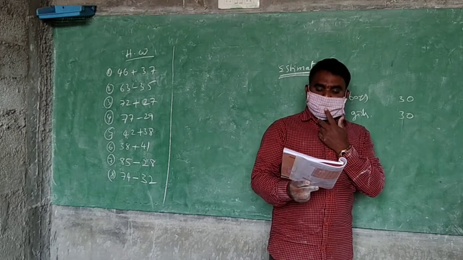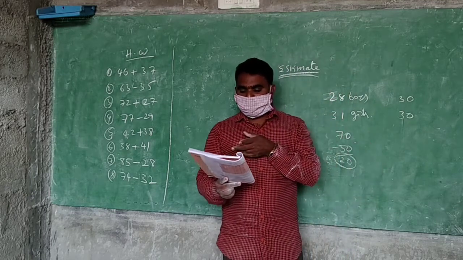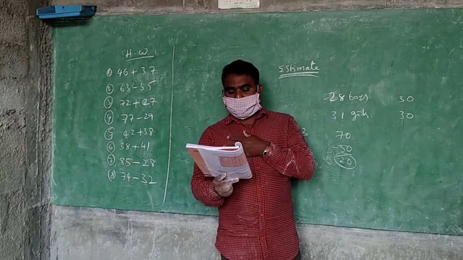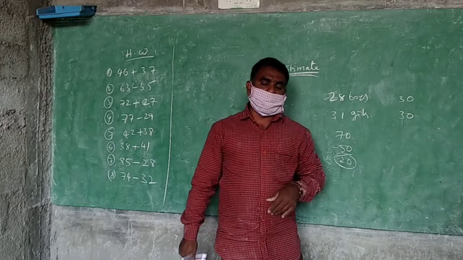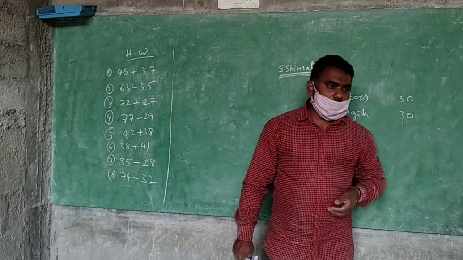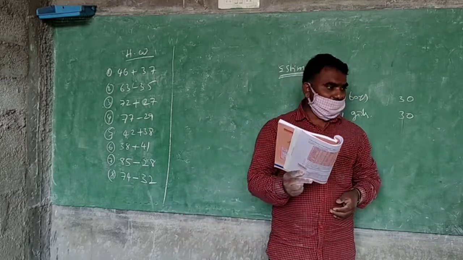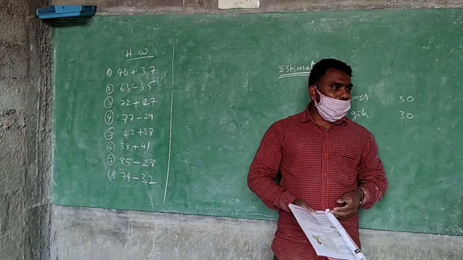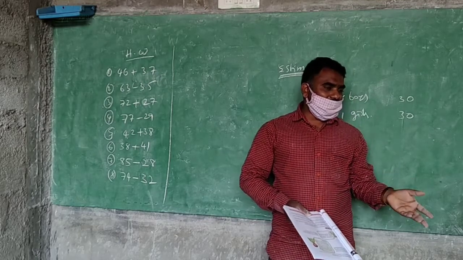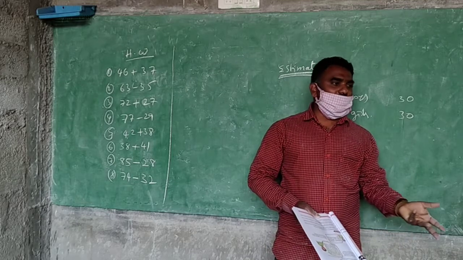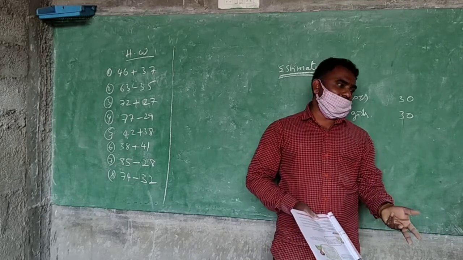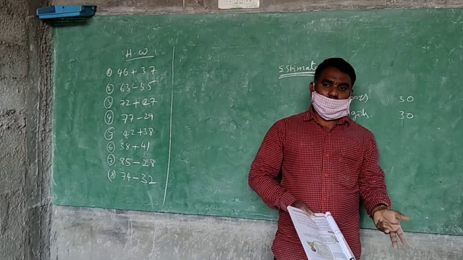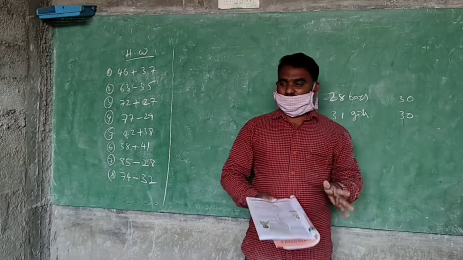Sandhya spent 91 rupees on fruits and 82 rupees on vegetables. About how much did she spend in all? Means what should we do? Addition. What numbers will you take? 91 and 82. 91 you will take as 90, 82 you will take as 80. Then you will do the addition and give the answer. 170. Okay, sometimes addition, sometimes subtraction.